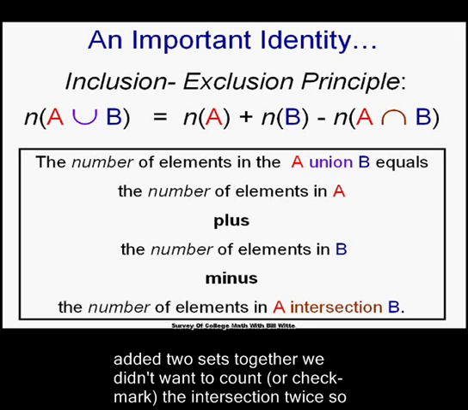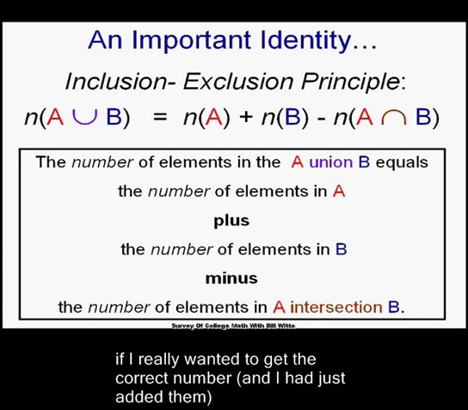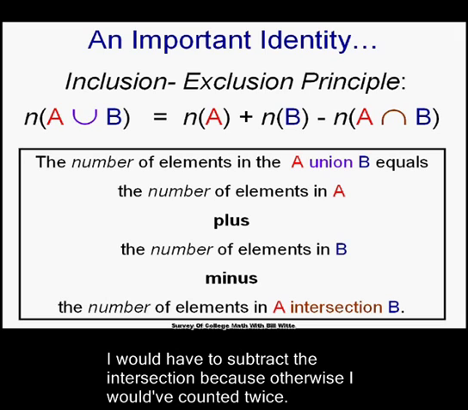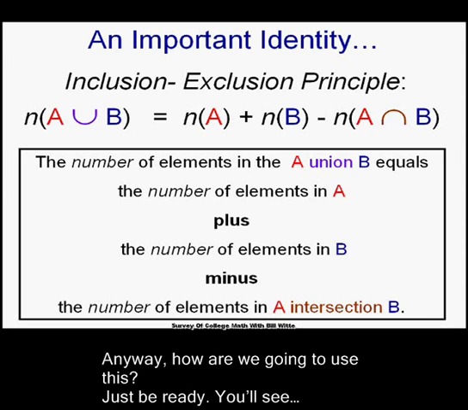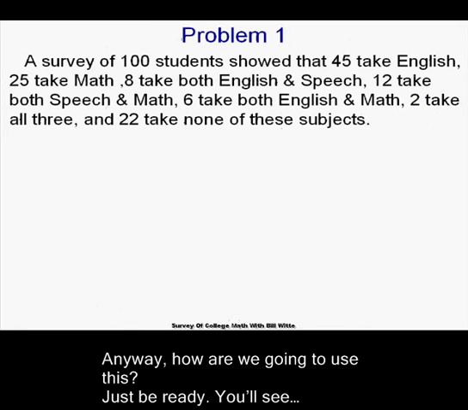I kind of got a feel for that because I remember when we added 2 things together, we didn't want to count the intersection twice. So if I really wanted to get the number, I add the 2, I'd have to subtract the intersection. Otherwise, I would have counted it twice. Anyway, how are we going to use this? Well, you be ready. Allow me to demonstrate.